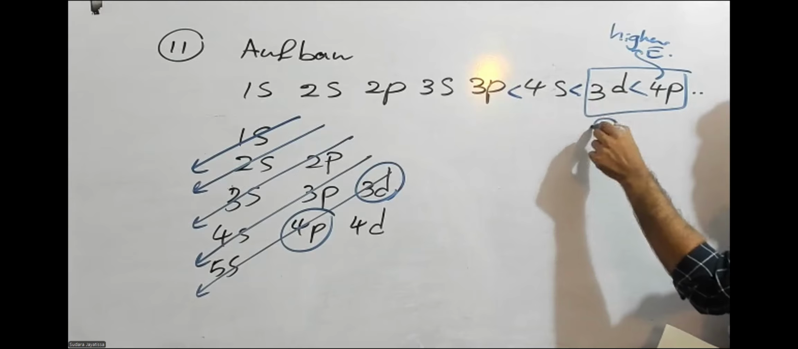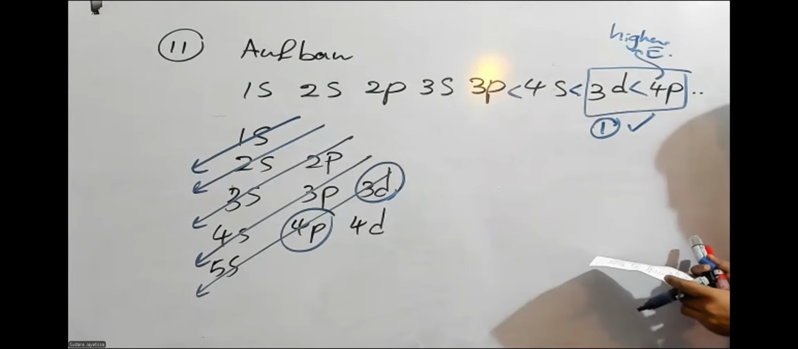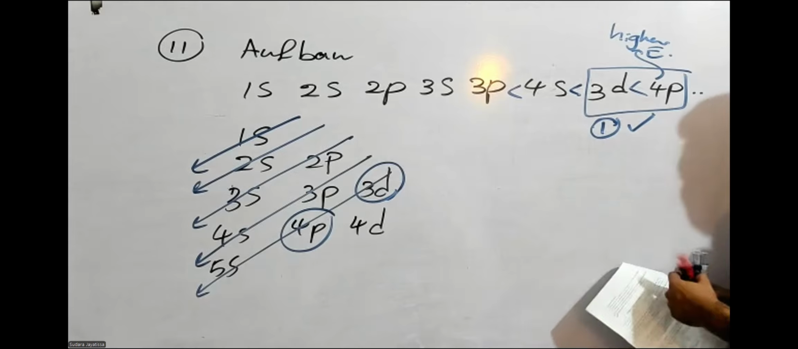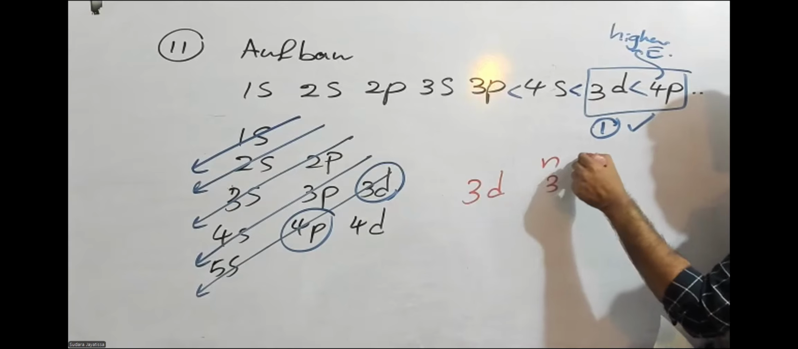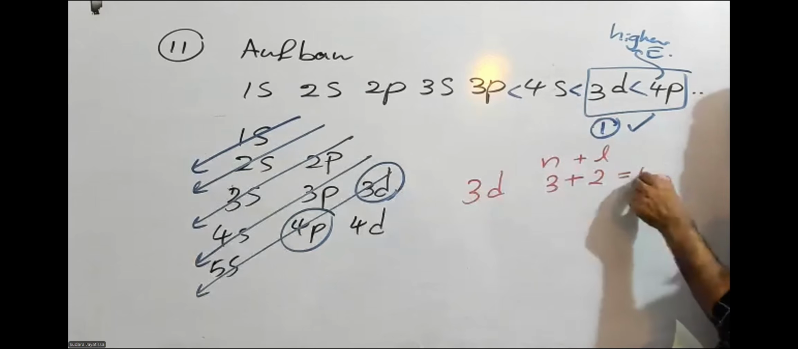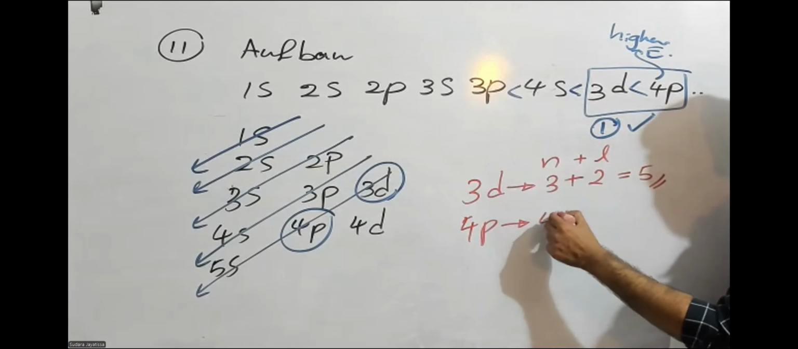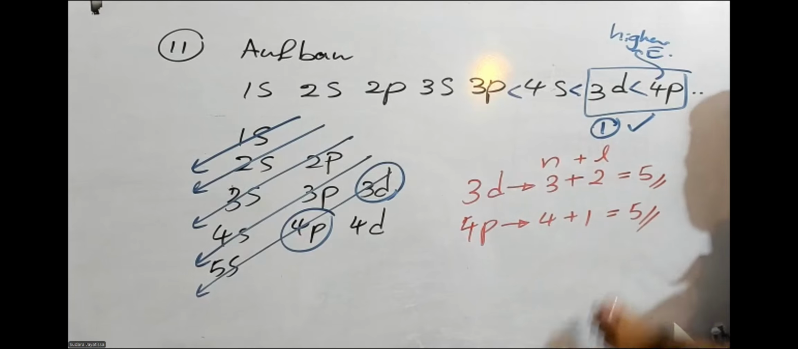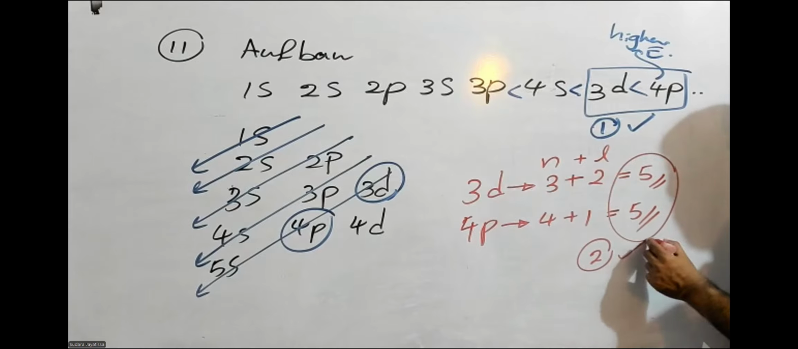So our first statement is correct. What about the second statement? The value of n plus l for both of them. That means if you take 3d, your n value is 3, your l value is 2. Okay, so 3 plus 2, 5. Then if you take 4p, n value is 4, l value is 1, the p sub energy level. So 4 plus 1, 5. So both of them have n plus l value 5. So the second statement is also correct.